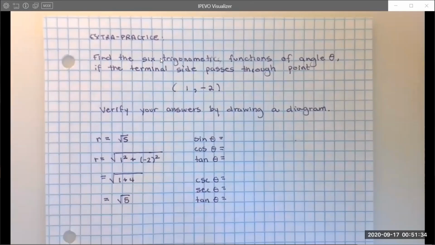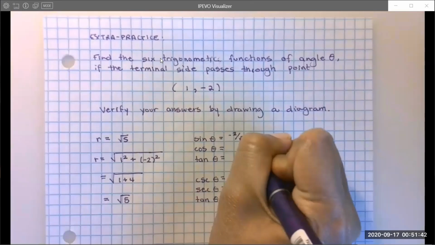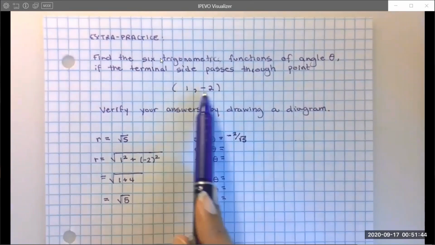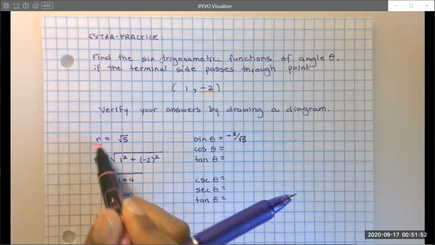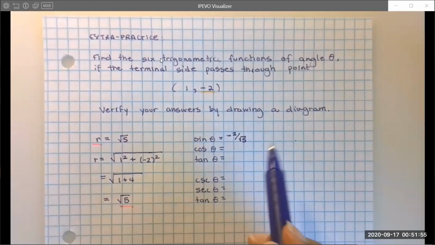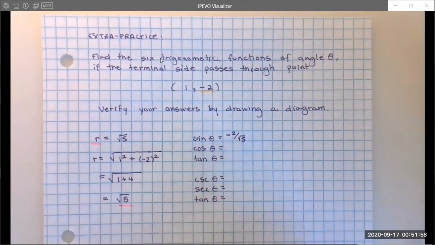Now, for sine of theta, what did you guys get? Negative 2 over radical 5. Very close. It is negative 2 over radical 5, because it is y, which is negative 2, over r, which is radical 5. And we can't leave our answer that way. Recall that if you have a radical in the denominator, you always have to try and rationalize it. But because it's going to make it easier for us to verify when we have the diagram, I'll leave it like that for now.